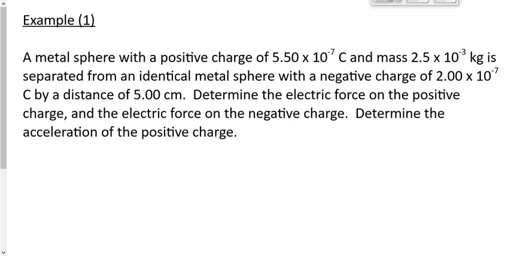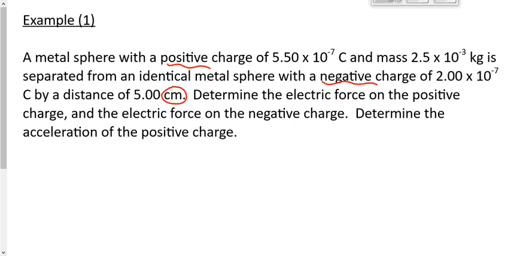Example number 1. This is in the booklet that you got earlier. It says a metal sphere with a positive charge of 5.5 and a mass of 2.5 is separated from an identical metal sphere with a negative charge of 2.0 times 10 to the minus 7 by a distance of 5 centimeters. I'm going to circle a couple things: the centimeters, the fact that this is positive, and the fact that this is negative. Draw attention to anything that could lead me to a mistake. Determine the electric force on the positive charge and the electric force on the negative charge, and then the acceleration.